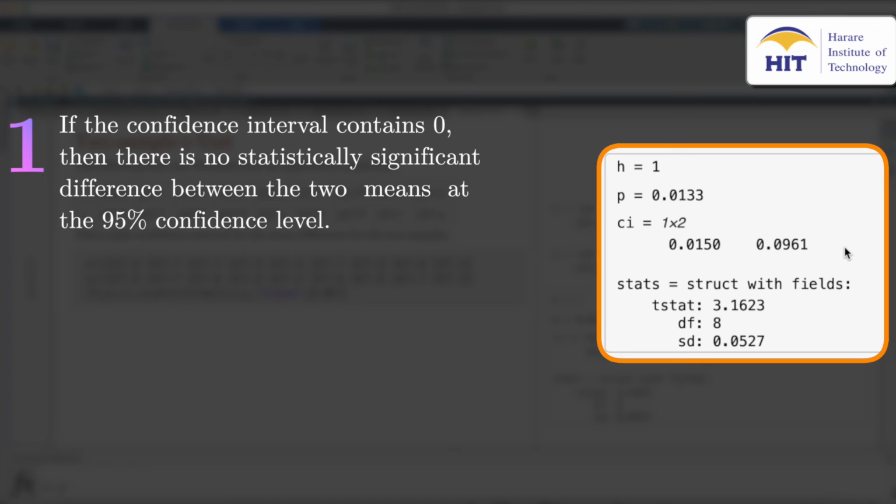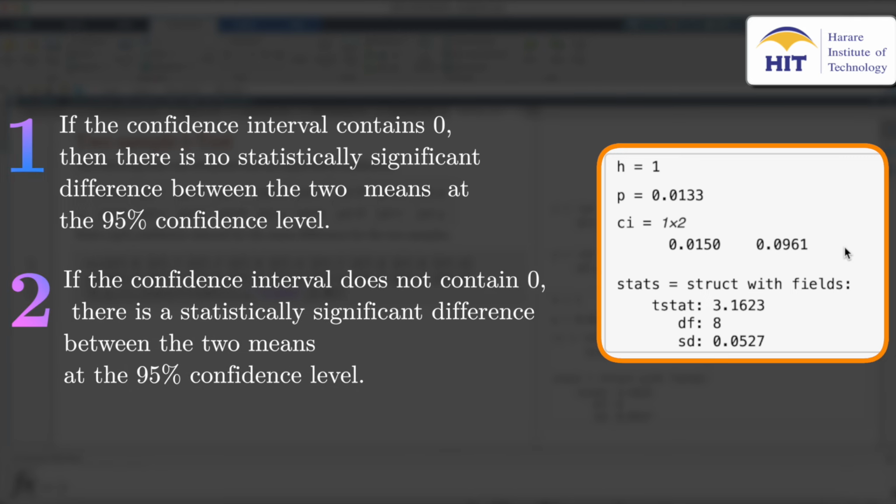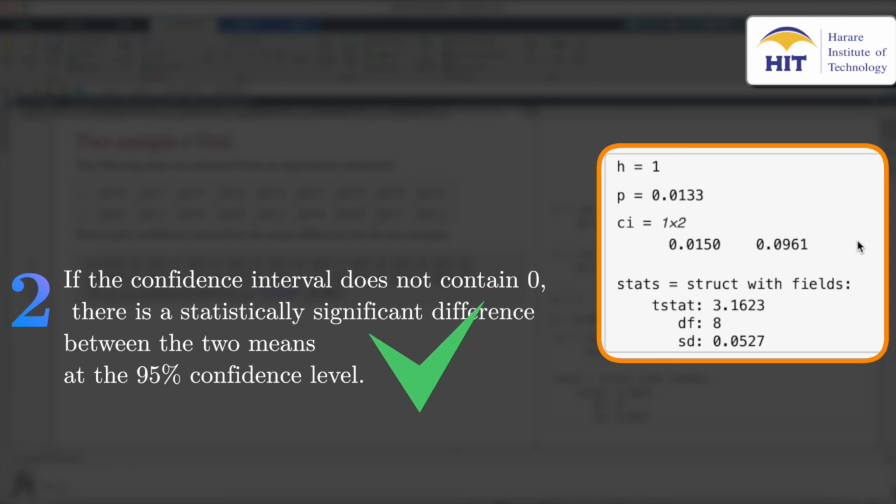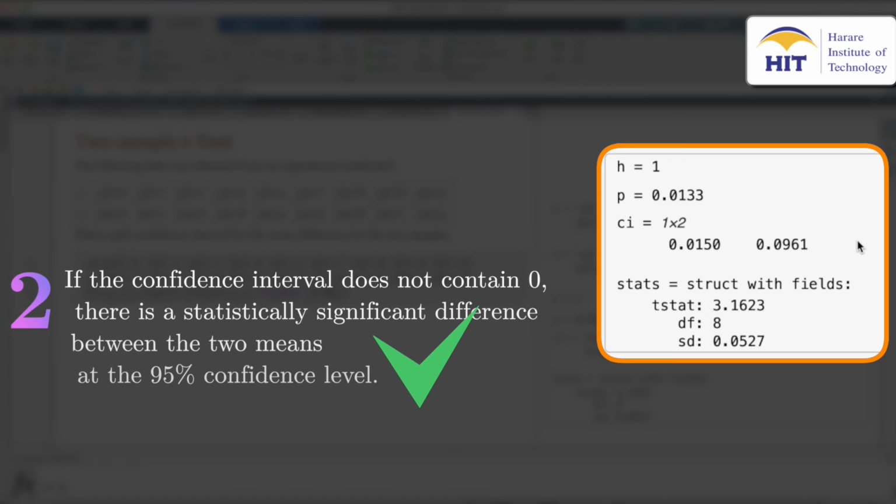When looking at the confidence interval, if the confidence interval contains 0, then there is no statistically significant difference between the two means at the 95% confidence level. If the confidence interval does not contain 0, then there is a statistically significant difference between the two means at the 95% confidence level. In this case, we see that this one does not contain 0. So what we have there is a statistically significant difference between the two means at the 95% confidence level.